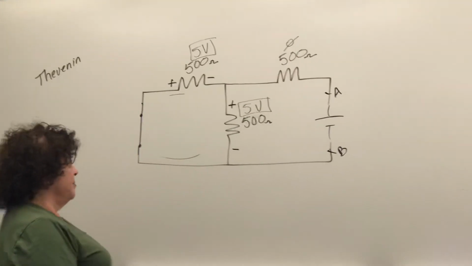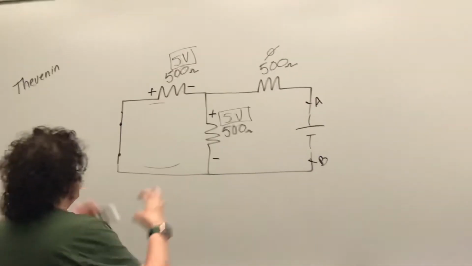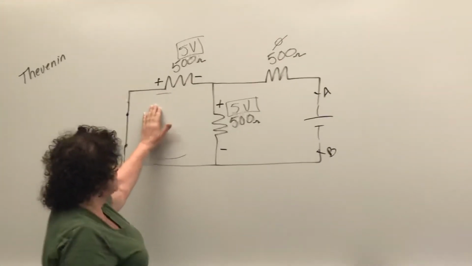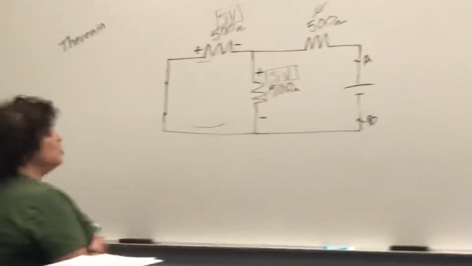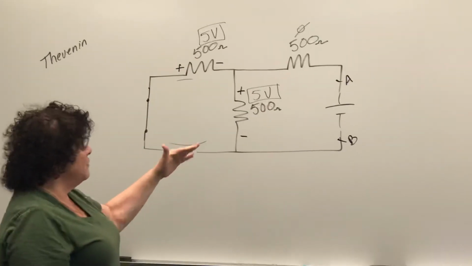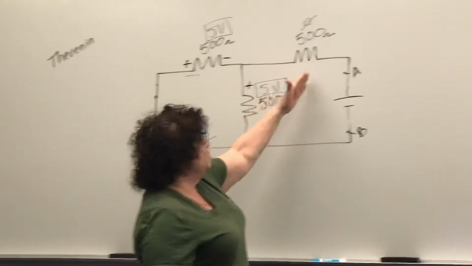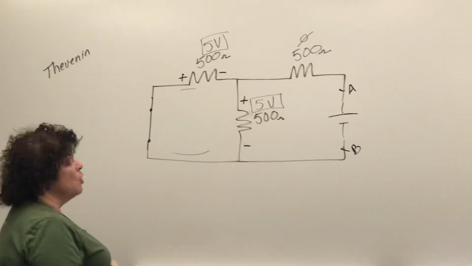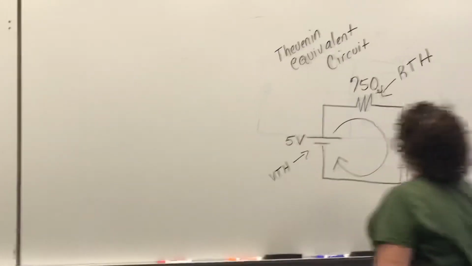So what do we see? If this was the battery and we were going to minimize this circuit, the first thing we would see is 500 in parallel with 500. Well, we know that if you have two resistors and they're the same, it's just half. So 500 in parallel with 500 is 250. That answer would go here, and it would be in series with the 500. So RTH is 750 ohms. So we put our RTH here of 750 ohms.